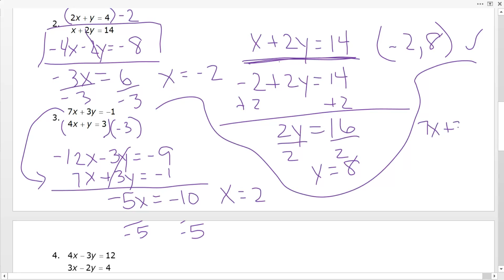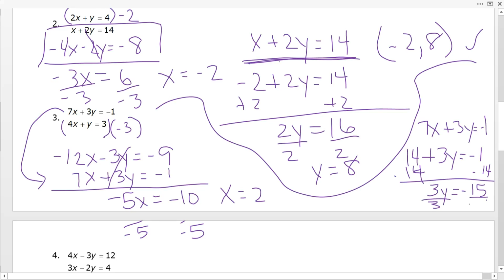7x plus 3y equals negative 1. So 7 times 2 is 14, plus 3y equals negative 1. Subtract 14. 3y equals negative 15. Divide by 3. y equals negative 5. So my ordered pair for number 3 is 2, negative 5.